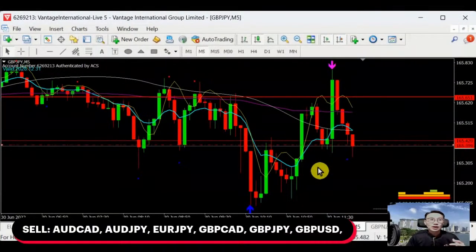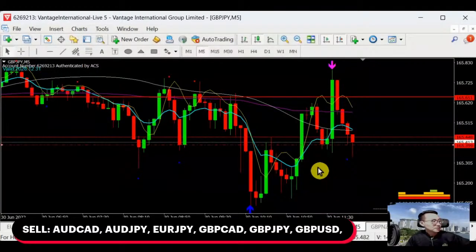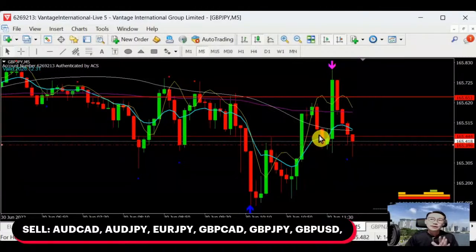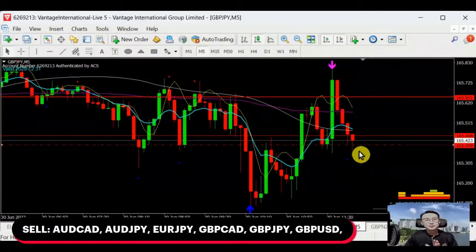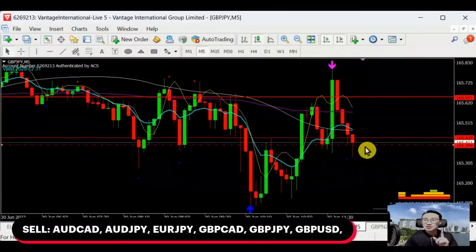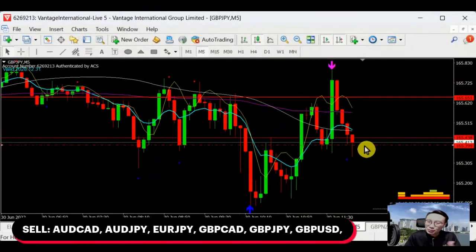In such a situation, the way I enter a trade, I will be looking for a confirmation. After that, I enter when there's a confirmation. That will give me much more security. I will feel much more secure upon entering a trade like this.